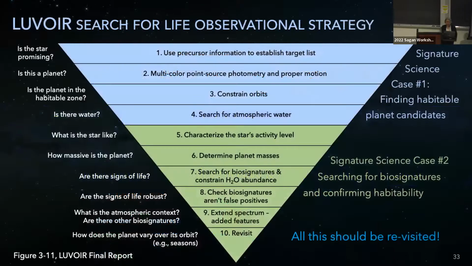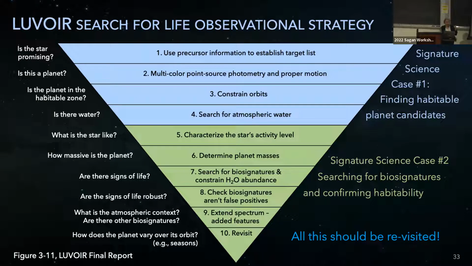So given all of that, having a thoughtful observing strategy is critical. And this is the search for life strategy that was developed by the LUVOIR team. Its guiding principles can be described as completeness and efficiency. And this strategy drew upon a very active last decade in exoplanet and astrobiology research to identify key questions that need to be answered for a definitive result. And those are down the left of the pyramid there.